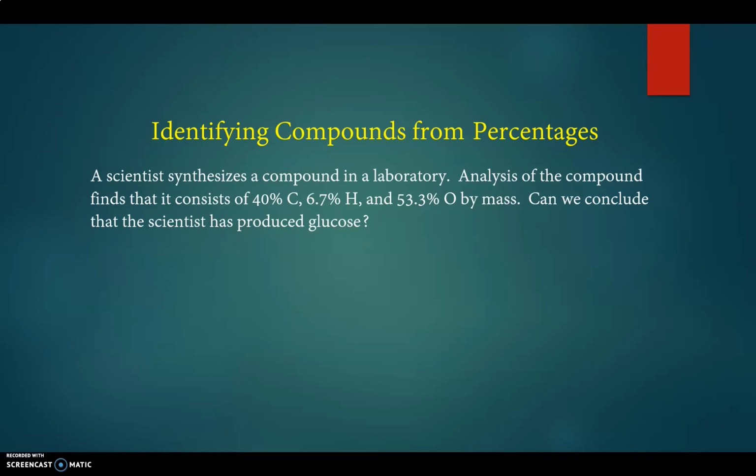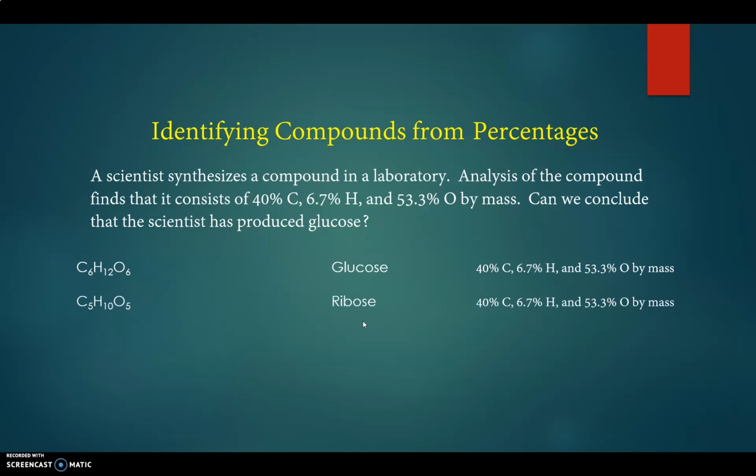You probably recognize that these are the same percentages we found for glucose just a couple of minutes ago. So can we conclude that the scientist has indeed produced glucose? Well, it does seem to match up nicely. The percentages are precisely what we would expect for glucose. However, ribose, C5H10O5, has those exact same percentages.